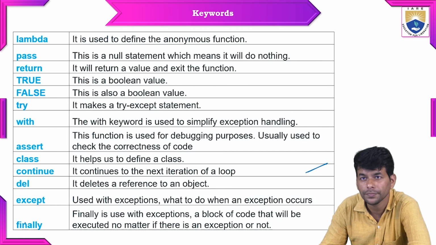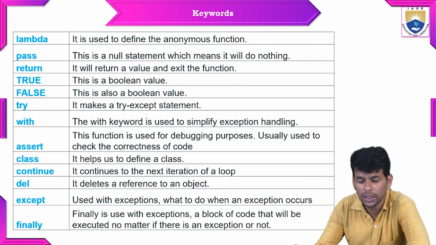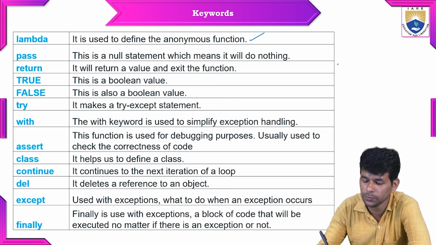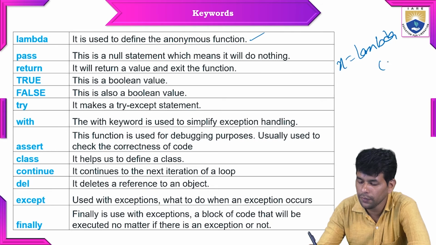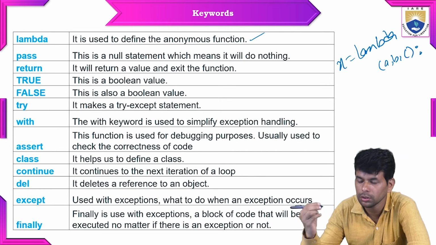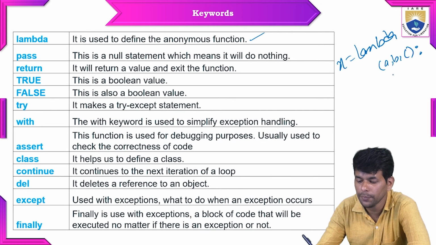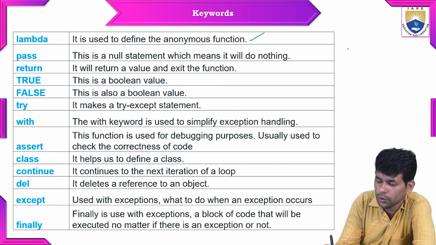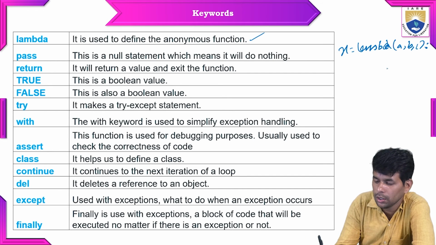The next one is lambda. What is this one? It will define an anonymous function. Let us assume x equal to lambda of a, b, c colon. I will write it clearly here. So x equals lambda a, b, c: a plus b plus c.